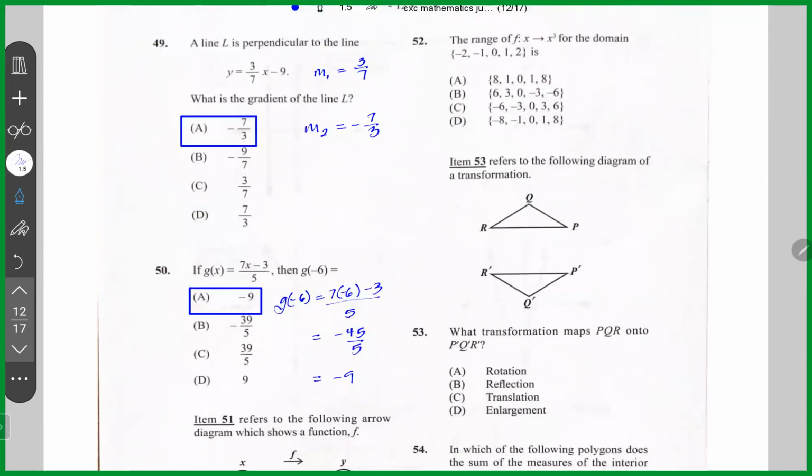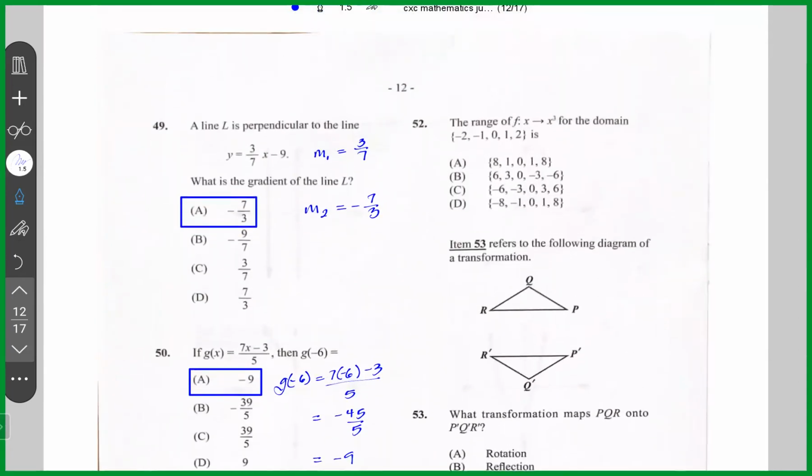With the 2, the range of the function f of x is equal to x cubed when the domain is that. All right, so we have the domain minus 2, minus 1, 0, 1, 2. Over here, we have x cubed, so minus 2 cubed is minus 8, then minus 1, 0, 1, and 8. So my answer seems to be D.